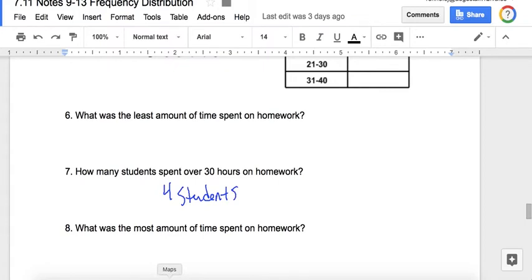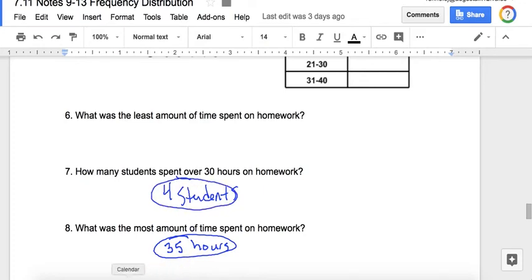Okay, what was the most amount of time spent on homework? So look at your stem and leaf plot. And what is the greatest number? Hopefully you said 35. So 35 hours. Oops, I forgot to circle that one. Now it says, on average, how many hours each week did these students spend on homework?